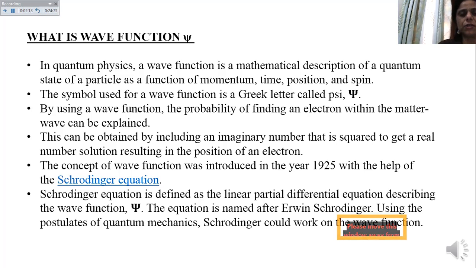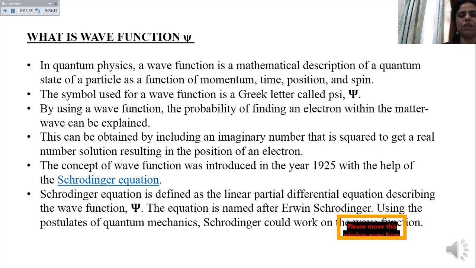What is this imaginary number? This imaginary number is a complex number, that is iota. And when this iota is squared, we get -1. It means the position of the electron is studied with the help of iota, and iota is squared to get a real number, to get the exact position of the electron in the orbits around the nucleus of the atom.